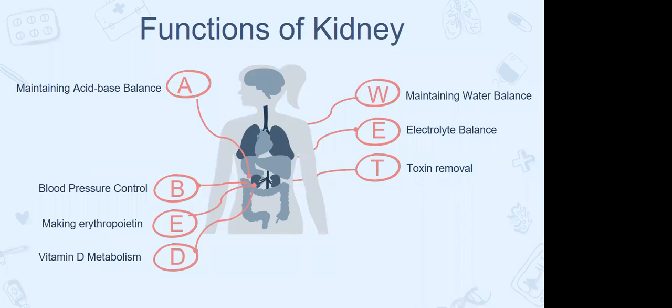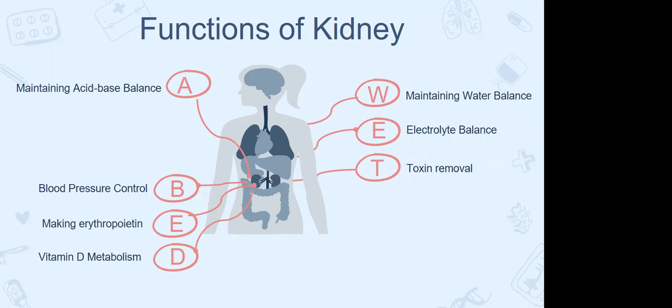Why is our kidney so important? What are its functions? We can remember it by this acronym: A WET BAG. So A, acid-base balance, it maintains our acid-base balance. Second, W, water balance, maintaining our water balance. E, electrolytes. And T, removing toxins from our body.